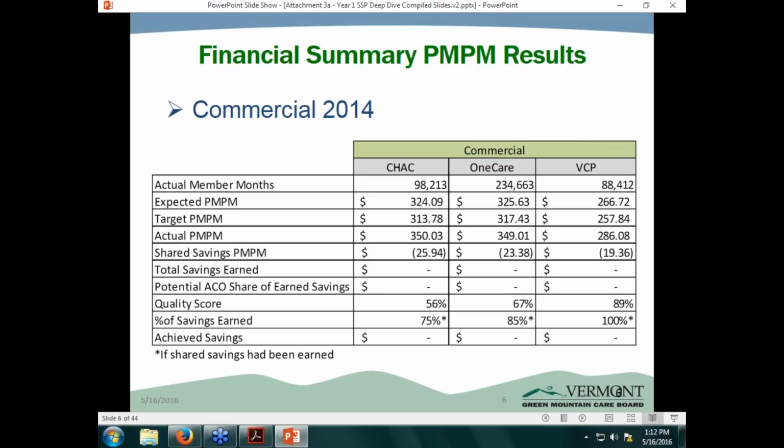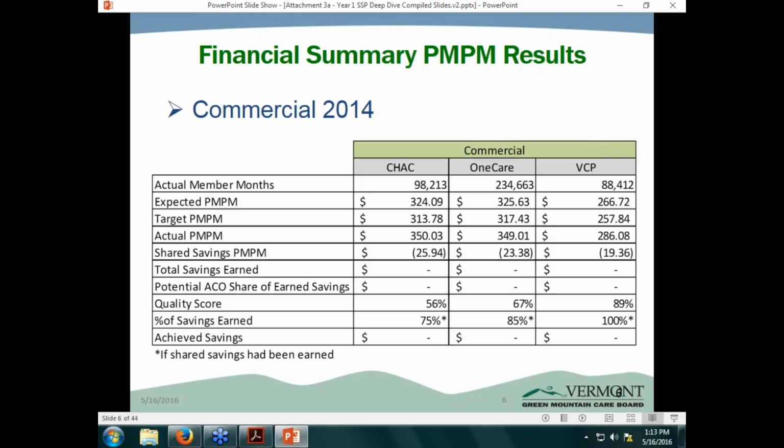We set an expected and target per member per month. The expected is what we predicted would be in our medical spend on our premium. The target is something below that, based on a Medicare ratio, that the ACOs, if they've reached it, could achieve greater savings, shared potential. So this is where the ACOs perform.